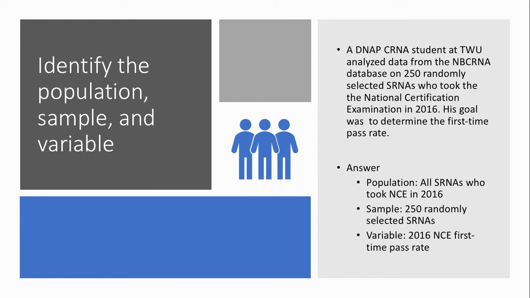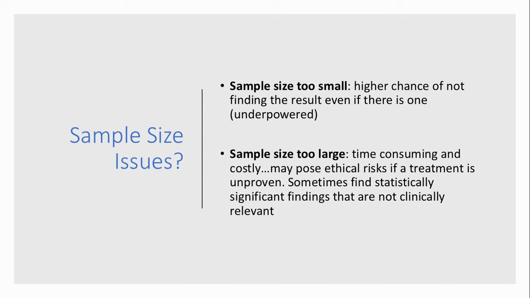The sample may be 250 randomly selected SRNAs from across the country. A variable would be the NCE first time pass rate in 2016. Now there are some issues you have to consider with sampling. The sample size can be too small, so you have a lower chance of finding a result even if there is one, so the study can be underpowered. That's the most common thing that we see.